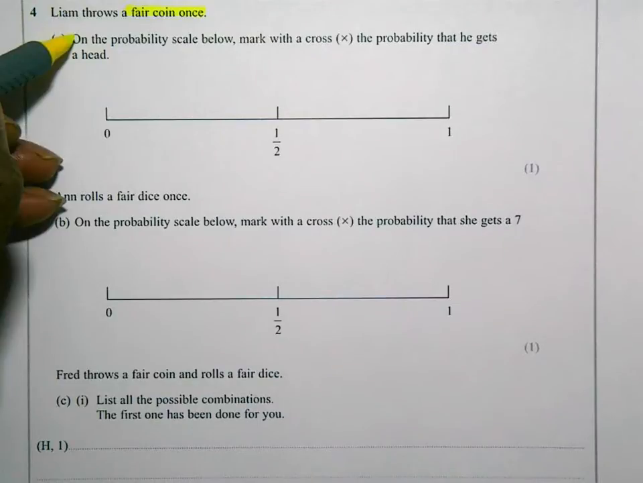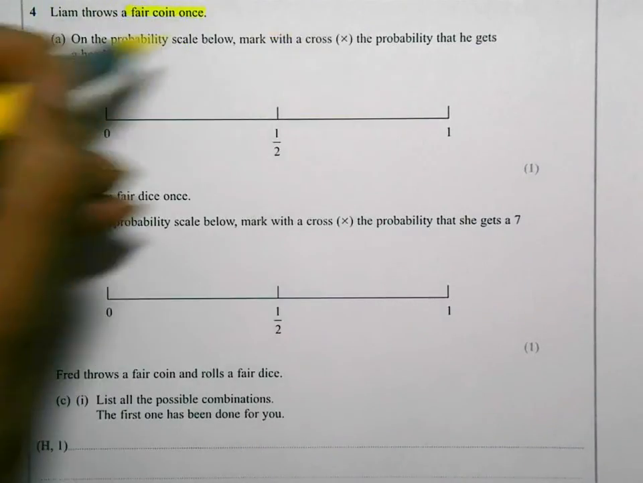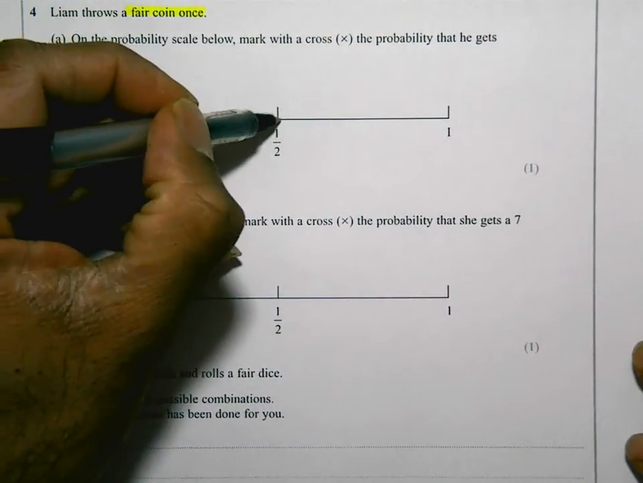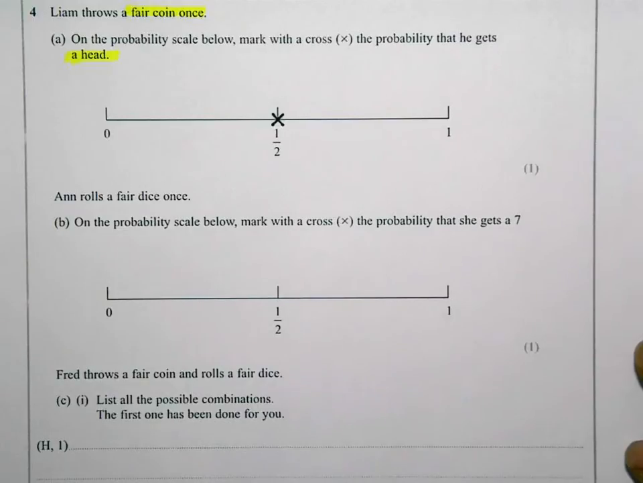On the probability scale below, mark with a cross the probability that he gets a head. So, as I just said, if it's a fair coin, the probability he's going to get a head is a half. So, there's my cross. Let's look at the next bit.